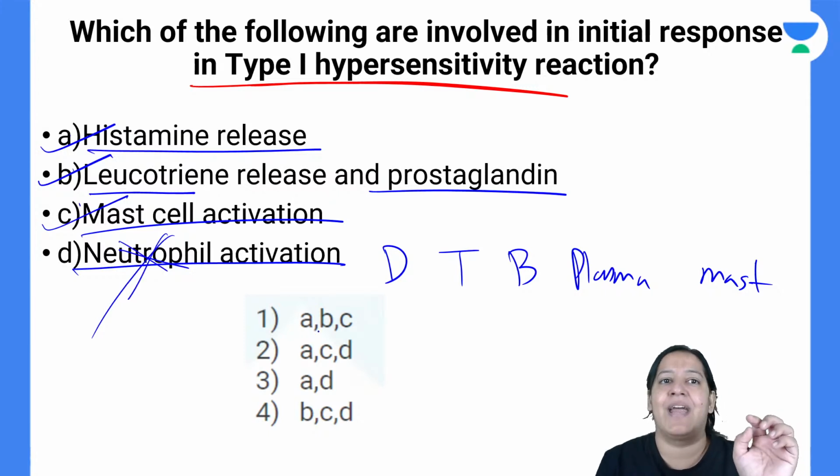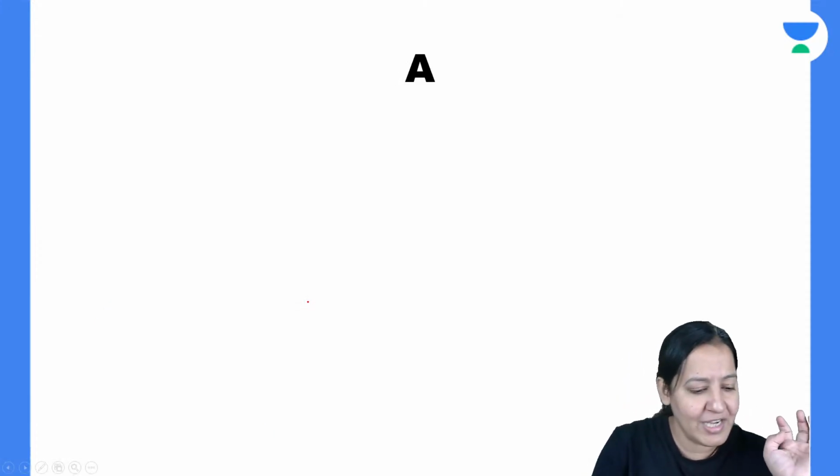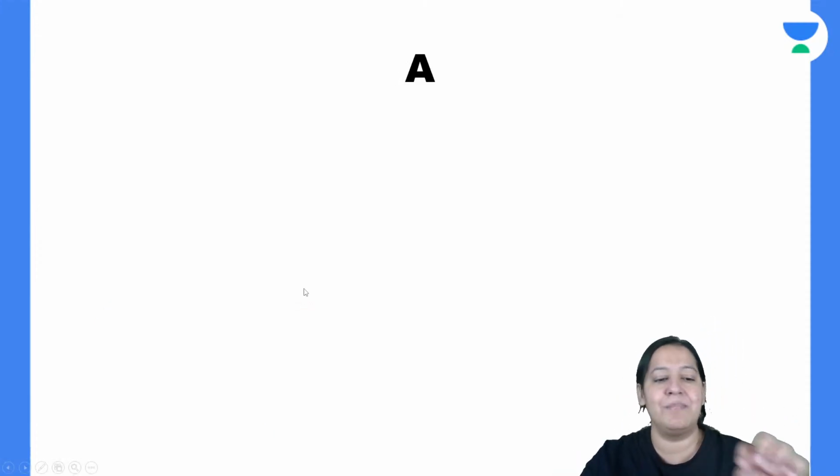So A, B, C is correct, and A, B, C is given in option 1. So option 1 is correct. You all are right. Give me a thumbs up.